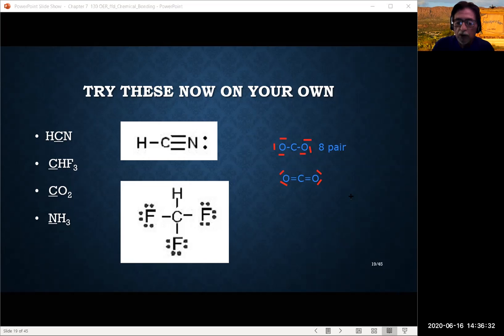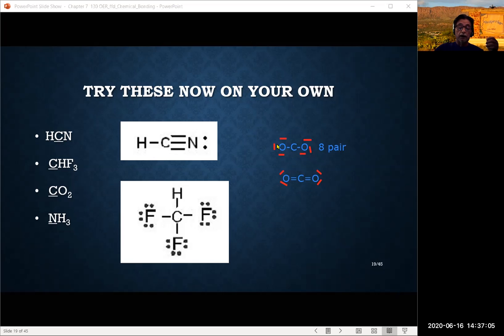We got 8 pairs. What is the general formula? What do you think the general formula would be here? Anybody want to take a guess? AB2, exactly. And it would be just like HCN, AB2, and we'll have a linear geometry.